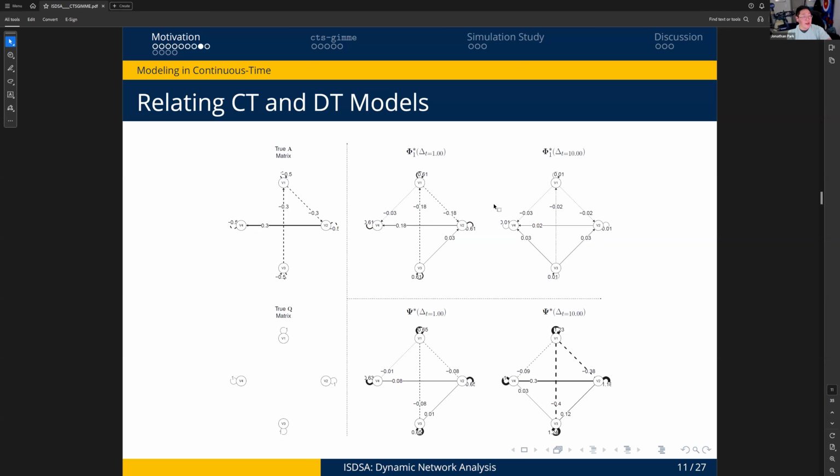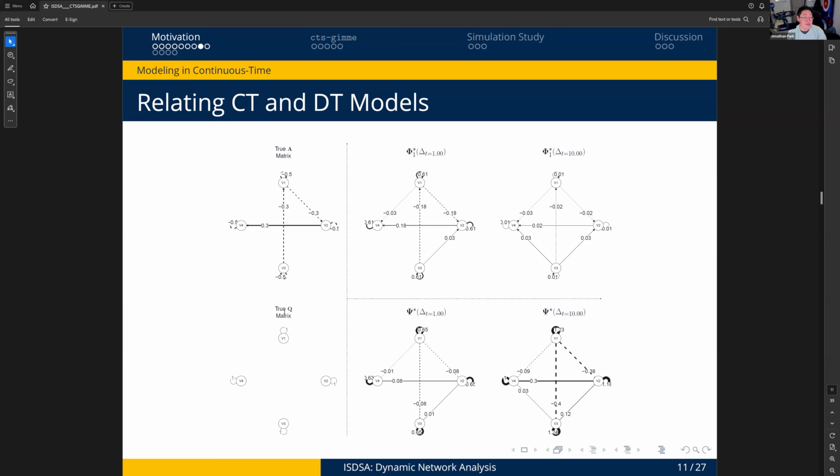That is not in the continuous time process, but it has emerged in the discrete time realization of that continuous time process. And if I exponentiate the same A matrix to an interval of 10, we see that these effects are largely near zero. So over the course of about 10 units of time, all of the relations tend to decay to zero.